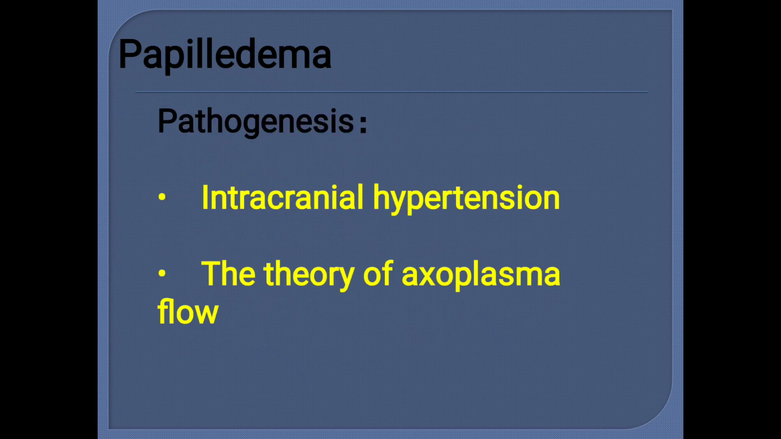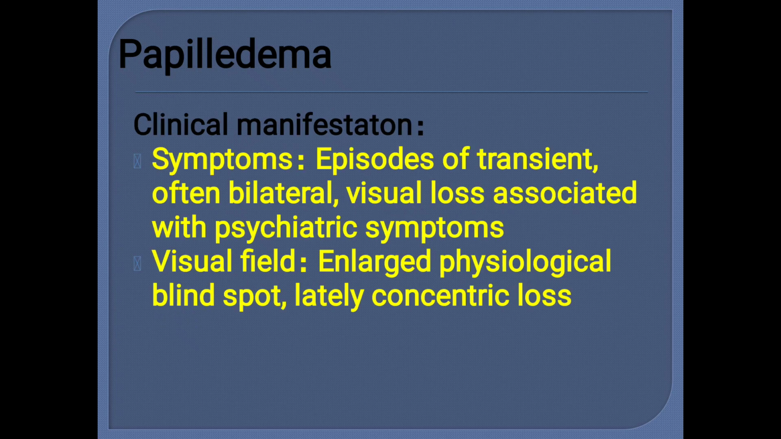So how does it happen? Basically, there are two theories. Whenever the intracranial pressure is increased, that causes blockage of the axoplasmic flow of the optic nerve, and that can cause papilledema. And the second theory is the ischemia of the optic nerve because of the raised intracranial pressure, which can cause papilledema.